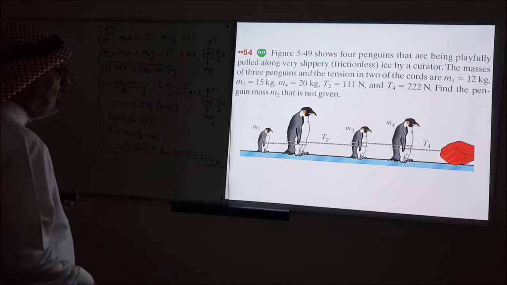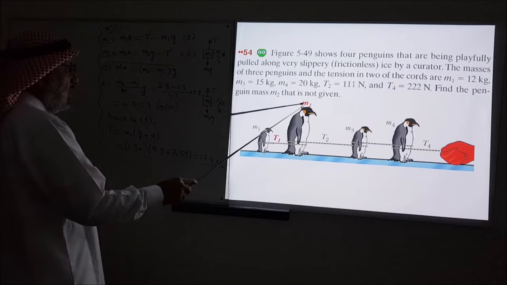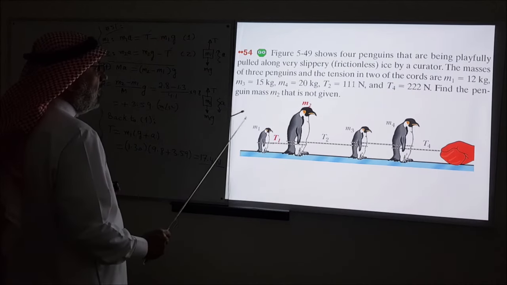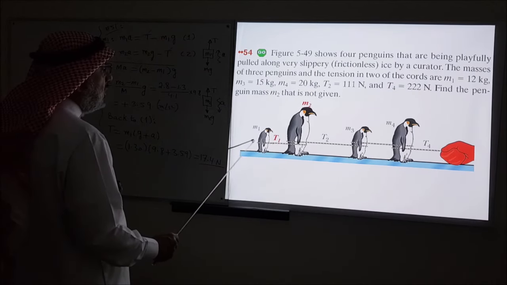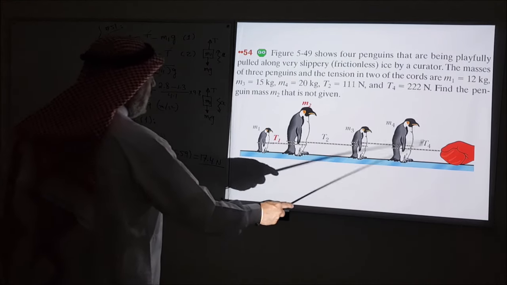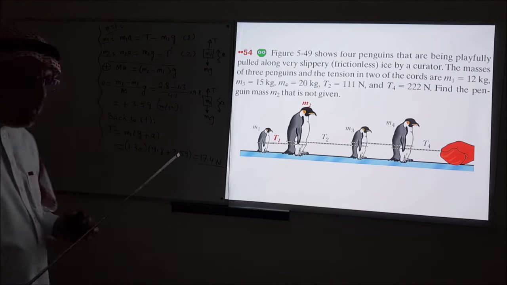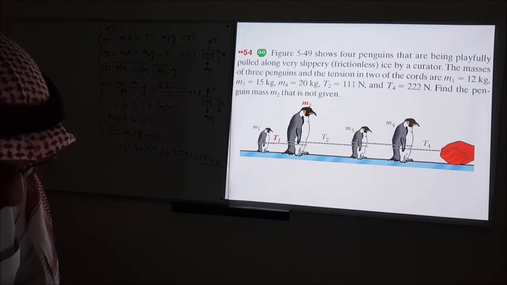So what we are given are these values. I will call this M2. This is what we want to find. And I will call the tension in this cord T1, which is not given. We are given T2 and T4 here and there. Remember what we want: the value of this mass. So let us analyze this problem.